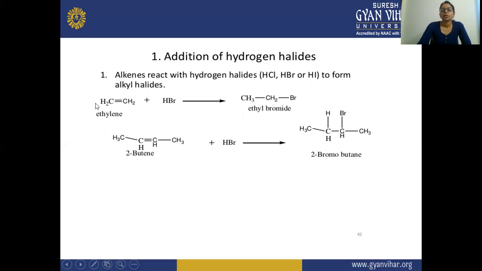And after that, the product formed will be your alkyl halide. So here ethylene, when reacting with this HBr, will form ethyl bromide. Here we have also taken the example of 2-butene. 2-butene, when reacting with this HBr, forms 2-bromobutane. So this double bond, this alkene, which is an unsaturated compound, is transforming into a saturated compound, that is your alkane. So the double bond is transforming into a single bond compound.